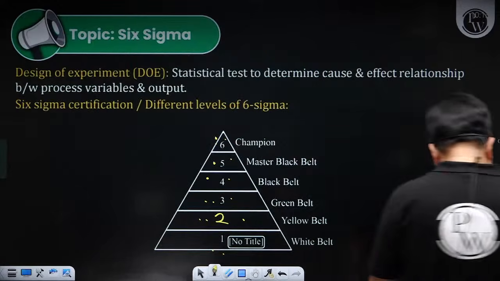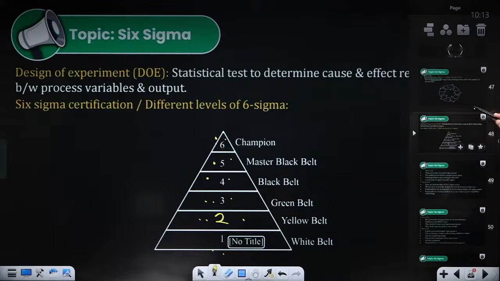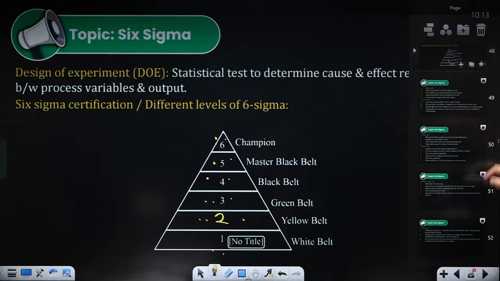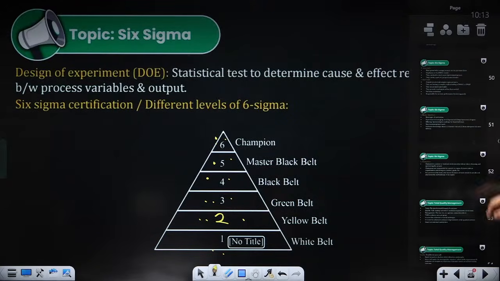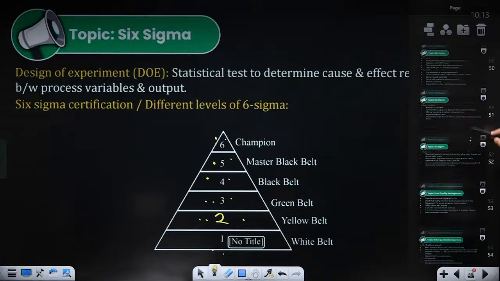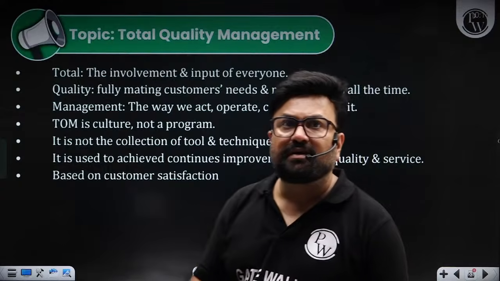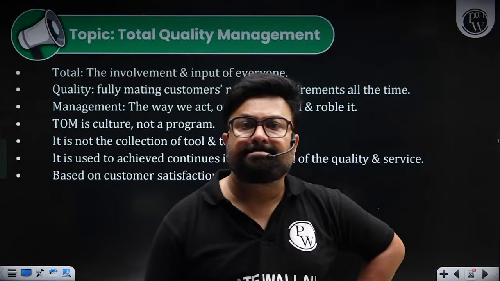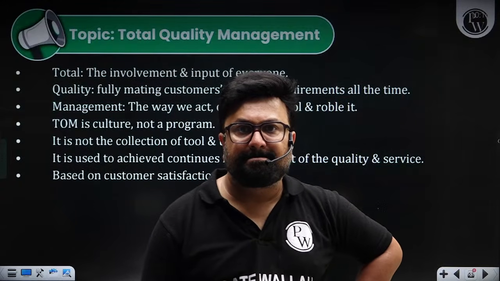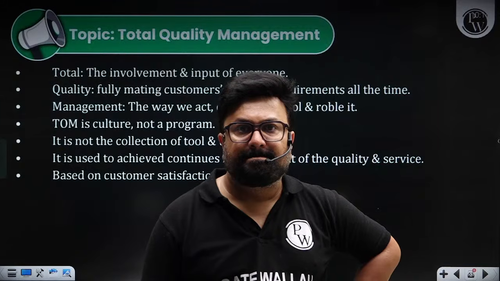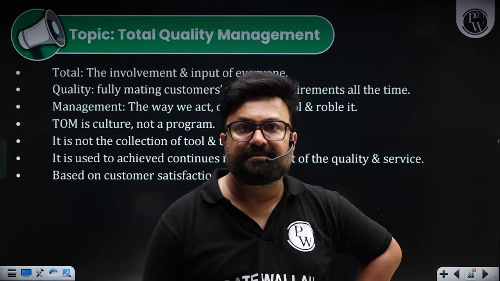Right? So I hope this is clear. Black belt, white belt is clear. Champions are clear. Now let's come to total quality management.